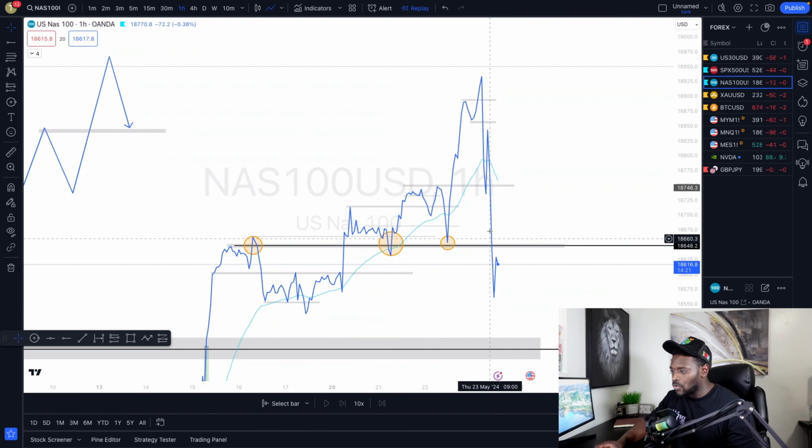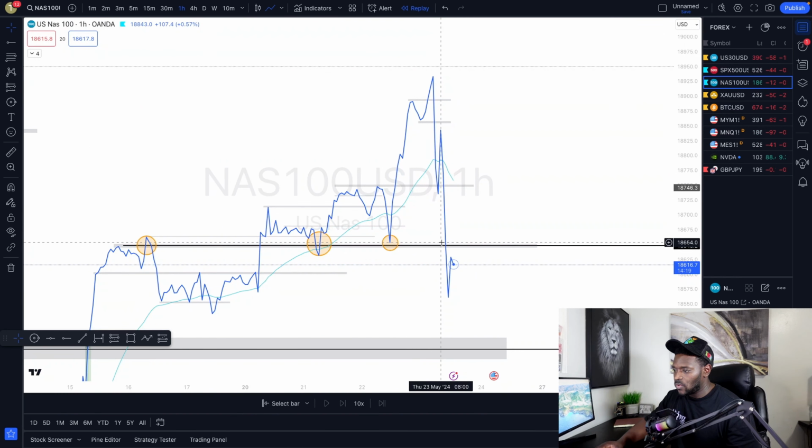And when it's broken, you can wait for a break and retest, or you can wait for a break of structure, whatever it is, however it is that you want to trade, you can do that.